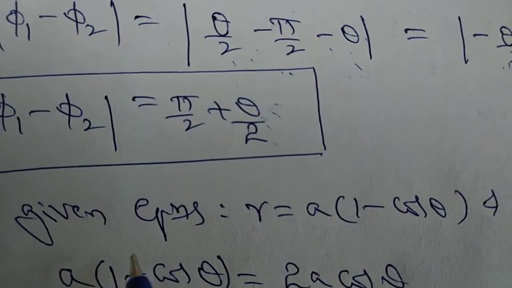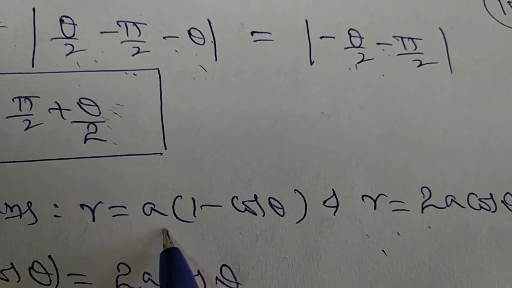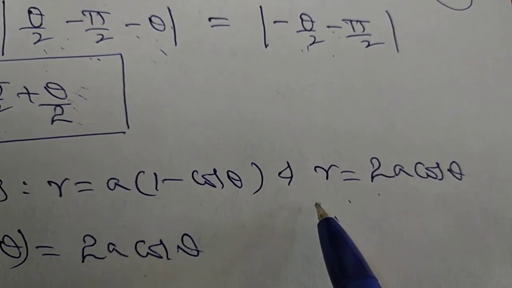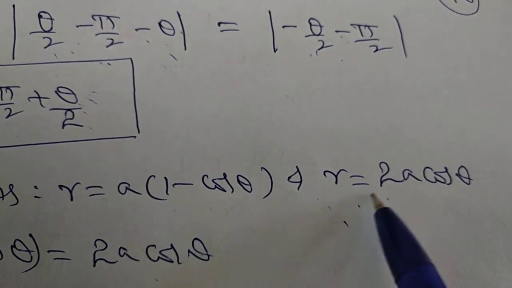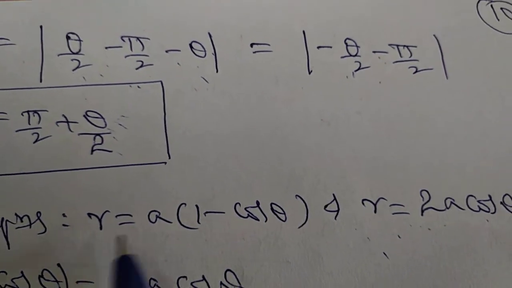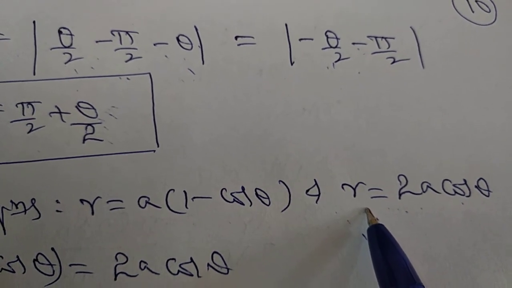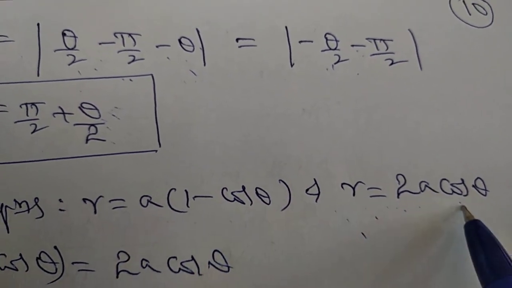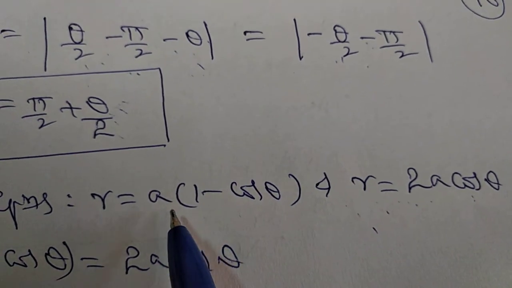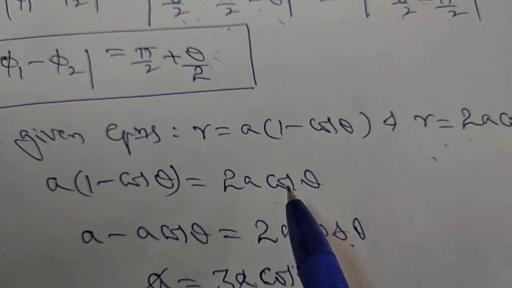So solve the given equations. What are the given equations? The first equation is r equals a into 1 minus cos theta, and the second equation is r equals 2a cos theta. From these two equations, what is the LHS? r. Here also r. When the LHS are equal, then automatically the RHS are also equal. So what is the RHS? a into 1 minus cos theta, and here 2a cos theta.